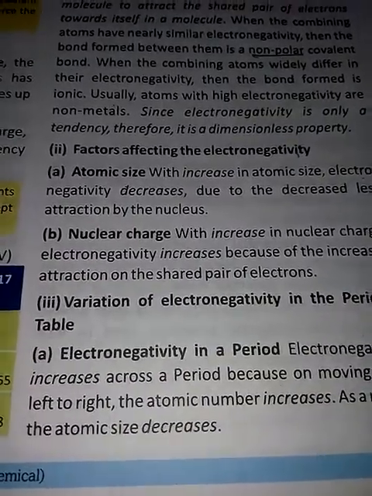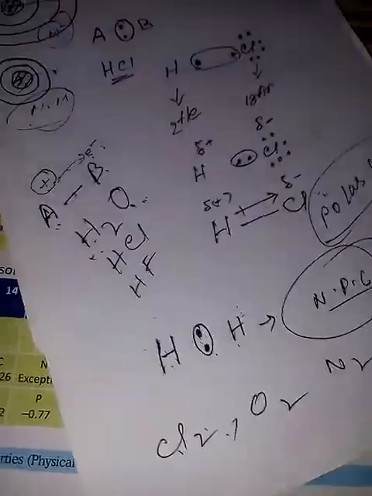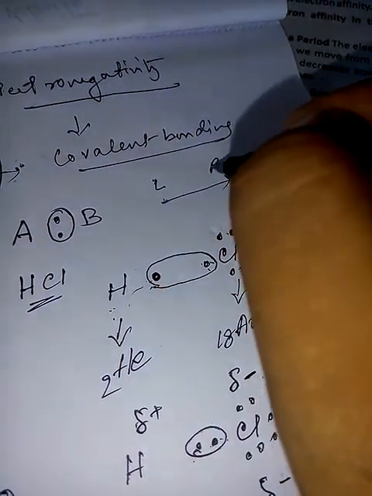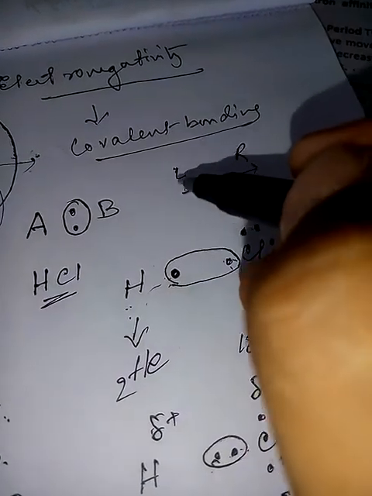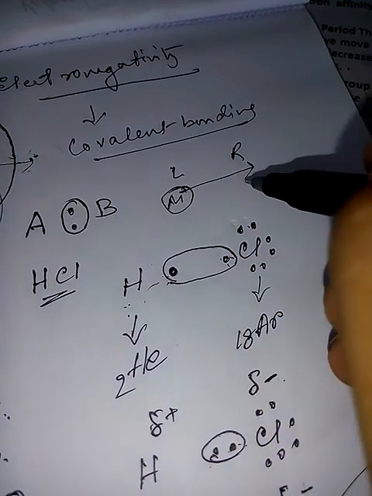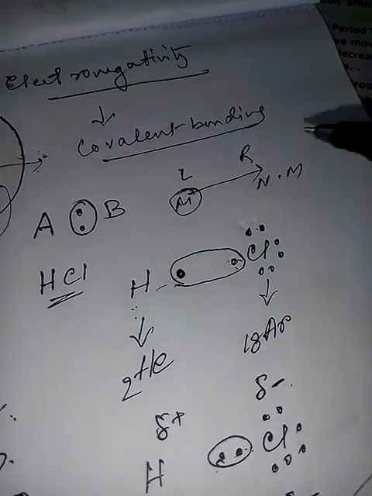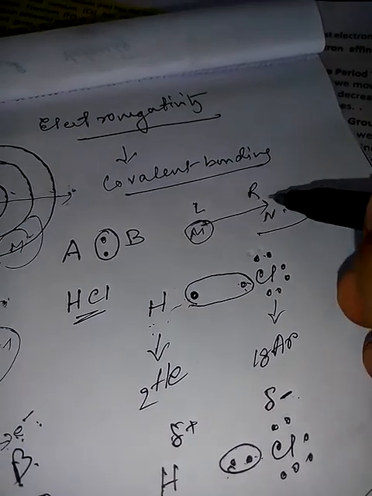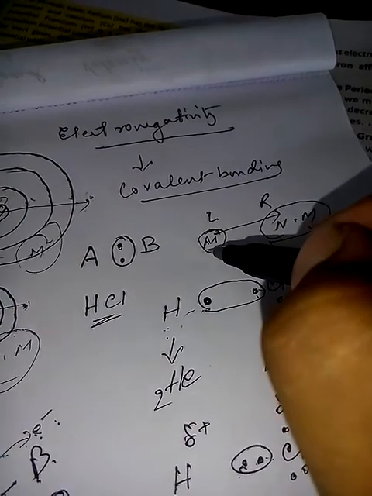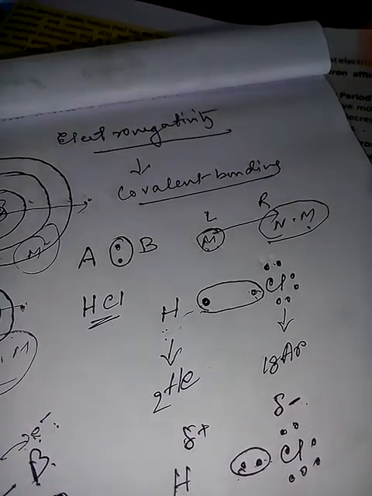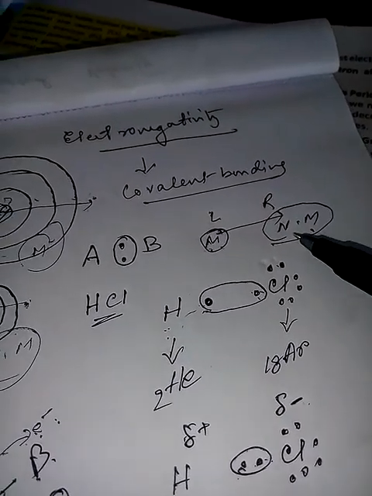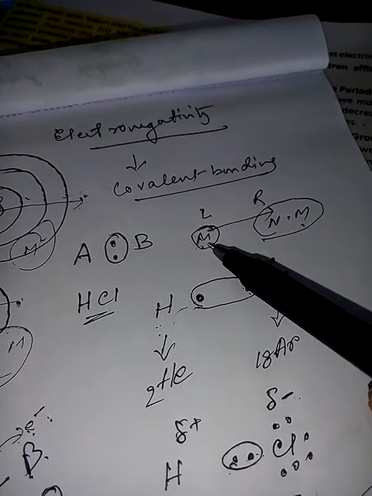Now, when you move across the period from left to right, what happens? In a period we always move from left to right, yes or no? So you see, all the metals or active metals are in the extreme left, and all the non-metals are in the right. Now, non-metals are more electronegative compared to the metals. I am leaving the noble gases. Noble gases are exceptional, so leave them. So non-metals are more electronegative compared to the metals.